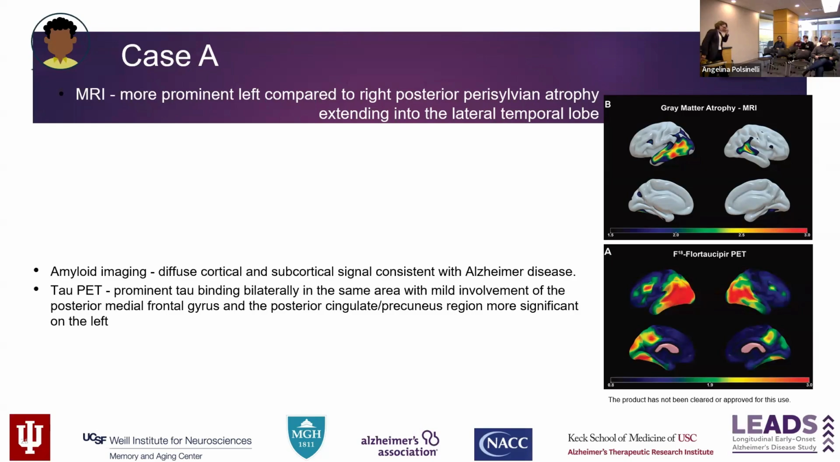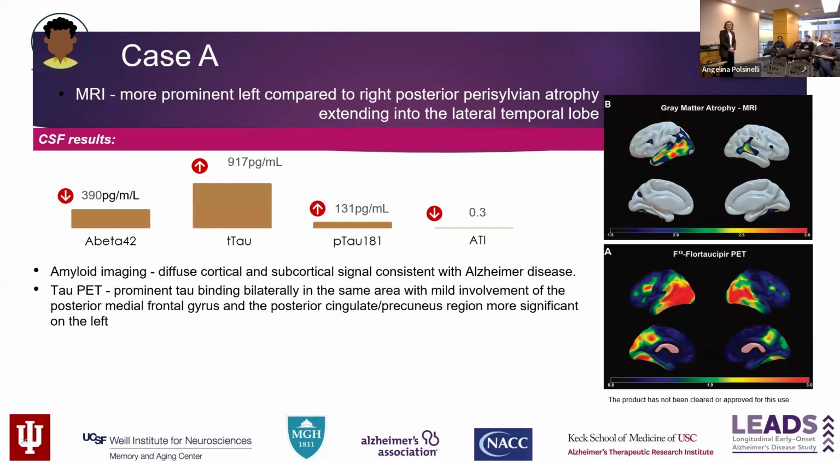When we look at his PET imaging for amyloid, it was consistent with diffuse binding of amyloid. But his tau PET was a little bit more discerning in terms of where tau was binding, which was consistent with where the atrophy was on the MRI, which is that sort of predominant left parasylvian intertemporal lobe region. But it also included a little bit of posterior medial-frontal gyrus and posterior cingulate, which is pretty typical of Alzheimer's disease.